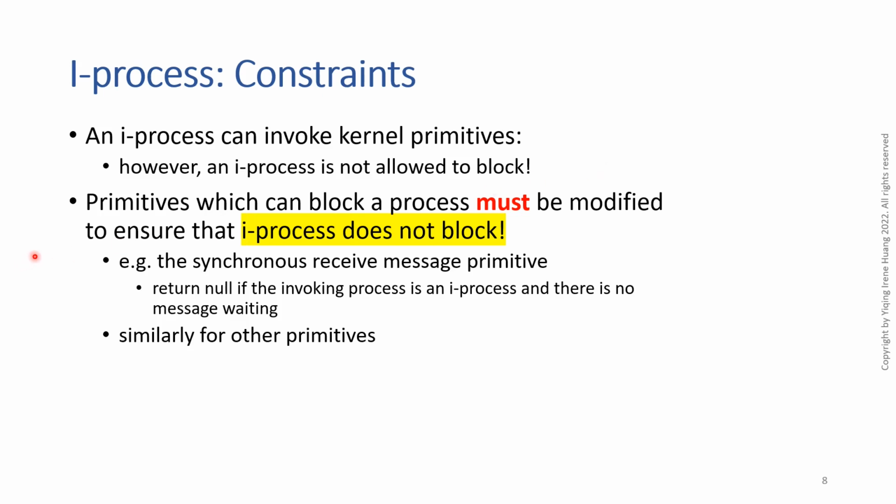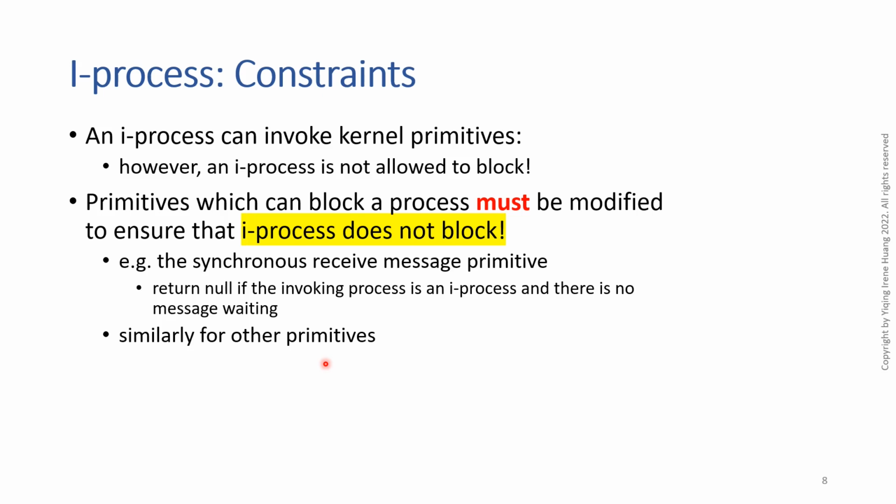The other thing is, because we cannot be blocked, for any kernel primitive that can block, you need a non-blocking version of it. That is, instead of blocking, you return a null. For example, the synchronous receive message primitive is a blocking version. If there's no message and the I process calls receive message, what's going to happen is the I process is going to get a null pointer. And similarly for other primitives.